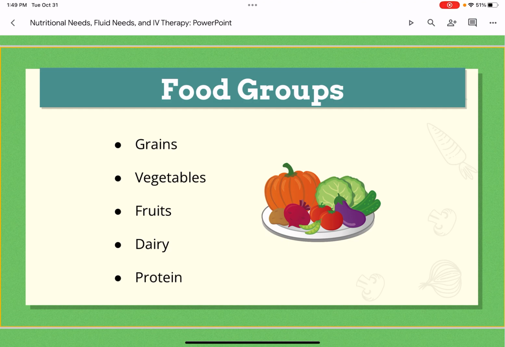Whole grains have the entire grain kernel. Refined grains are processed to remove the grain kernel. They include white flour, white bread, and white rice. Refined grains have less dietary fiber than whole grains.